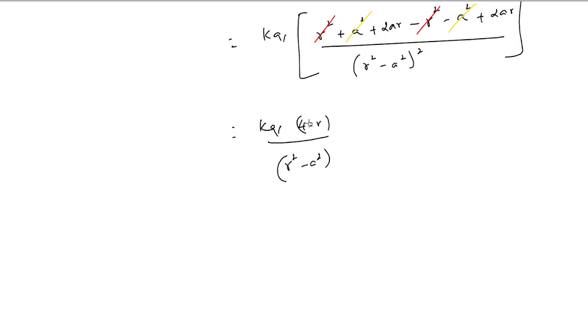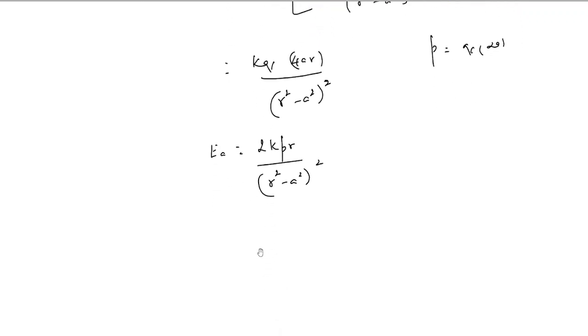Recall that p was given as q into 2a. So you can write this as, if you pull out 2 from here, 2 comes out, we get k, and this q into 2a would be p. So p into R by the square here, don't forget it. It will be (R square minus a square) the whole square. So this is the electric field for a given point. The value is positive here.